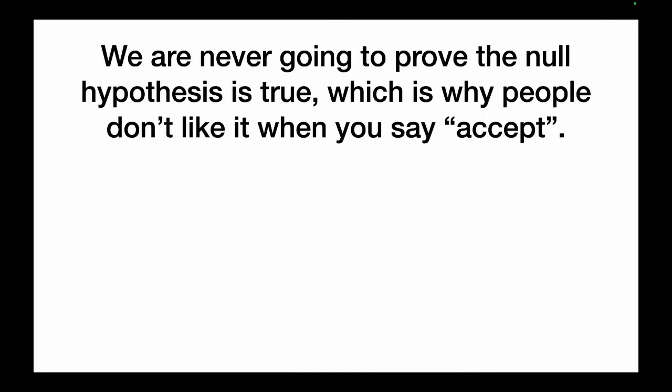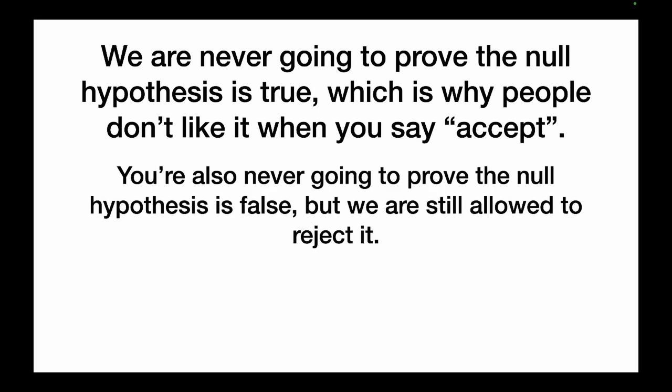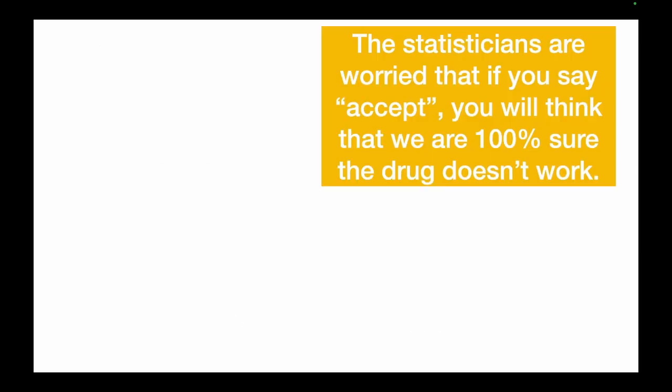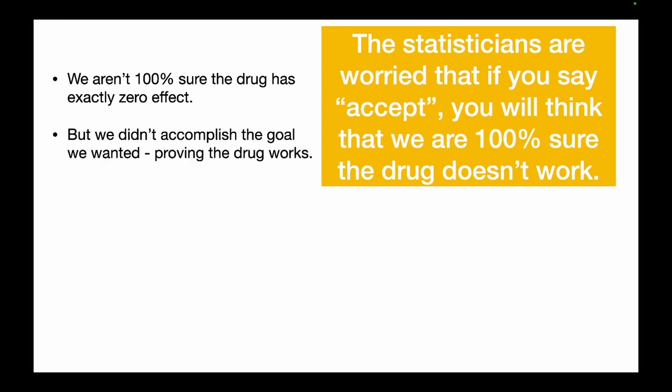We are never going to prove the null hypothesis is true, which is why people don't like it when you say accept. But you're also never going to prove the null hypothesis is false, but we're still allowed to reject it. It seems unfair. We aren't 100% sure the drug has exactly zero effect, but we didn't accomplish the goal we wanted, proving the drug works. But more importantly than the words we use, how do we act?